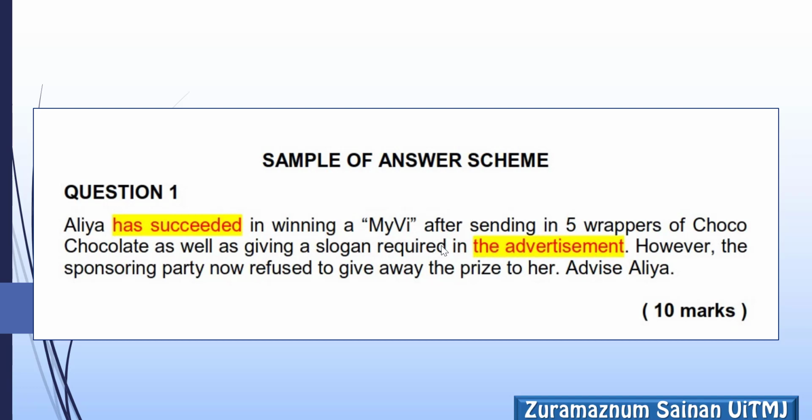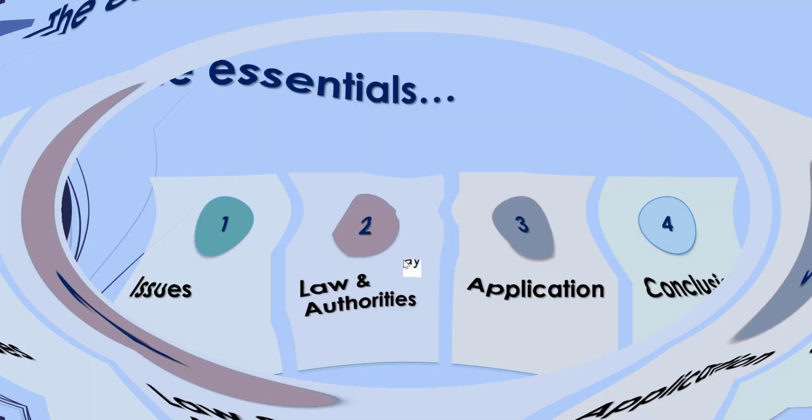So, by looking at this question, the main clue about this question is the advertisement. The problem is the sponsoring party now refused to give away the prize to her. So, there is a problem here where in this situation, there is a question whether Alia is entitled or not to the prize which has been promised by the sponsoring party, or whether the sponsoring party is now liable to give away the prize to her under a contract. So this is the problem which arises in this question.